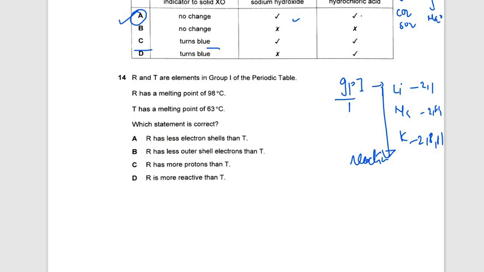Okay, so they give you data for melting point and boiling point. In group number 1, as you go down, what happens to melting and boiling point? It decreases. So this is the hint you have, right? So it means R will be at the top and T will be here. So R will be less reactive than T. It means R should have fewer electron shells than T. Correct, as we have discussed here. So option number A is the only correct option you have.